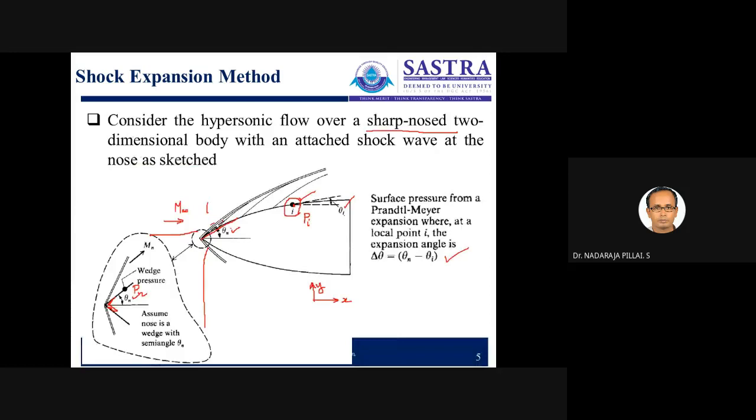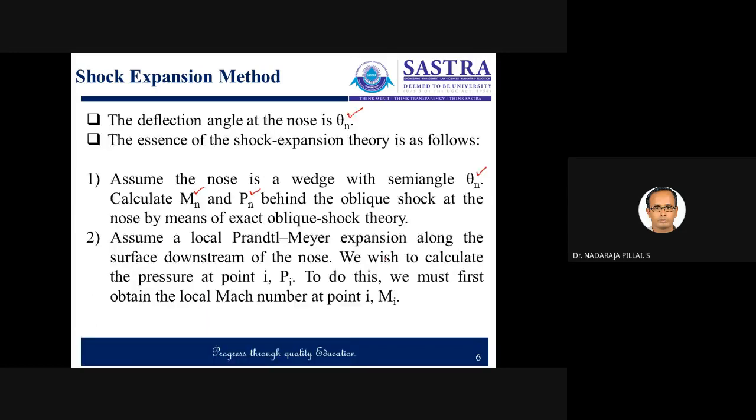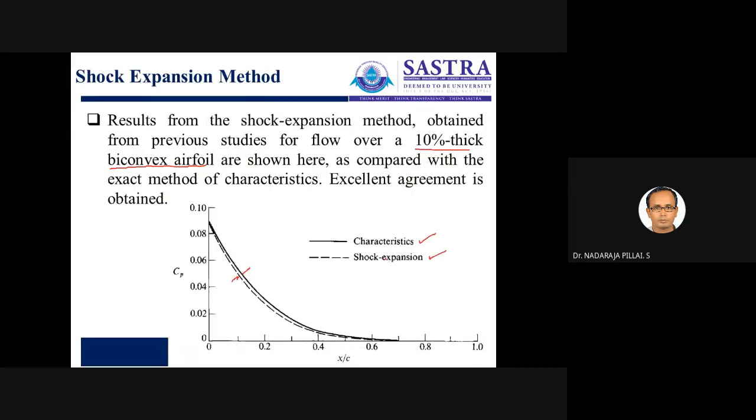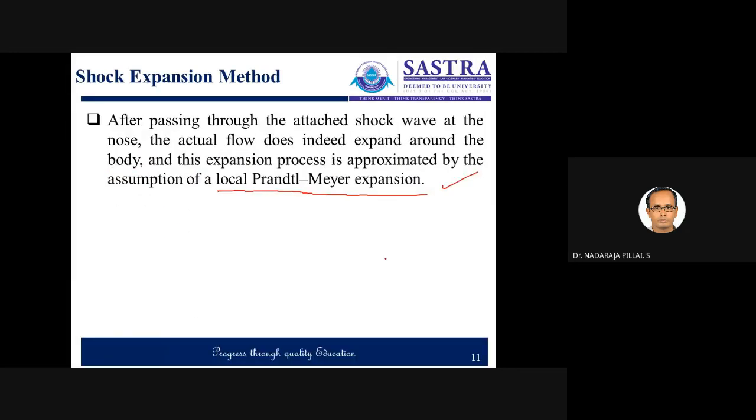Once it enters here, right? So we consider theta n, and this is considered as a wedge initially, right? And we assume that there is some local expansion, and that local expansion is considered by theta n and theta I. That expansion is given by del theta equal to theta n minus theta I, right? So it's a simple process, but it has a theoretical background also, right?